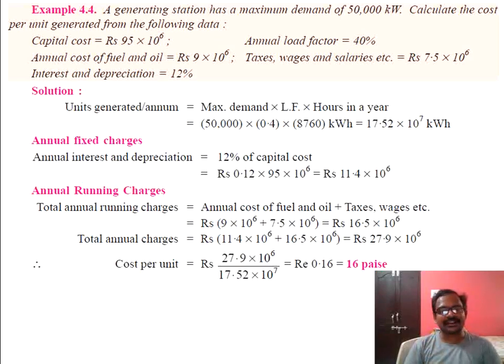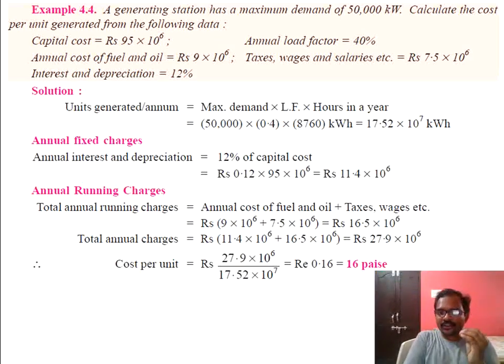Coming to the running charges, what are the running charges? There are two running charges here. One is the annual cost of fuel and oil, which is 9 into 10 to the power of 6, plus taxes, wages and salaries, which is 7.5 into 10 to the power of 6. If I add both, 9 plus 7.5, it will come out to be 16.5 into 10 to the power of 6. So total annual charges will be total fixed charges plus total running charges. Annual fixed charges are 11.4 into 10 to the power of 6. Annual running charges are 16.5 into 10 to the power of 6. If I add these two, I will get 27.9 into 10 to the power of 6.